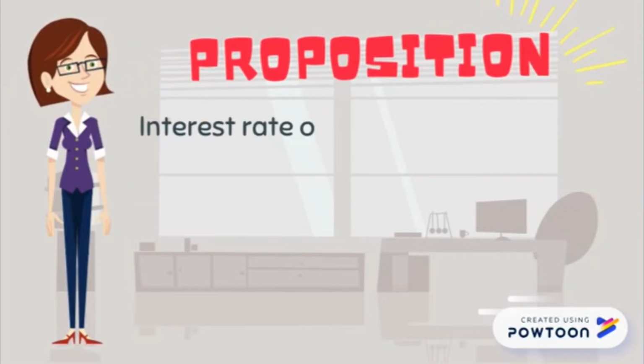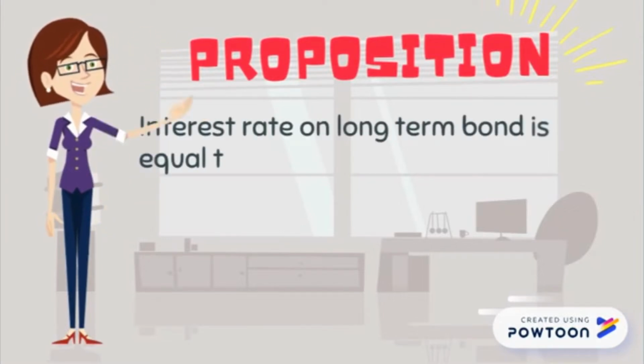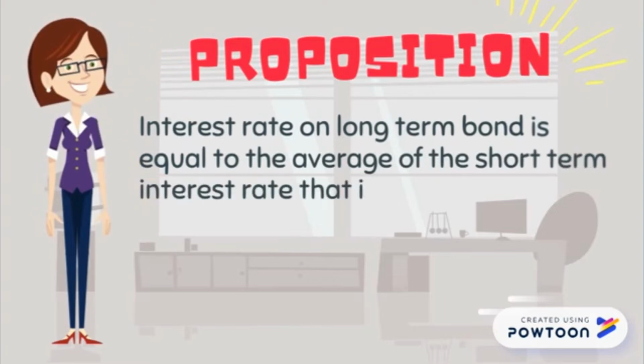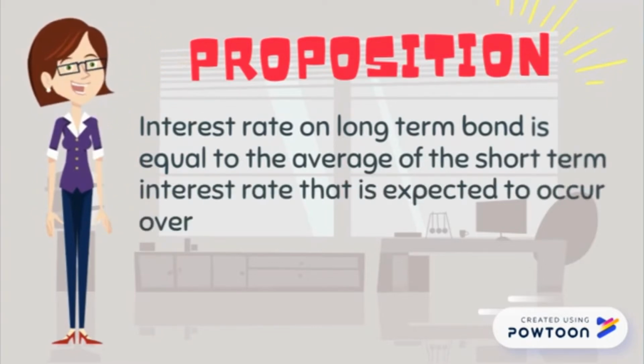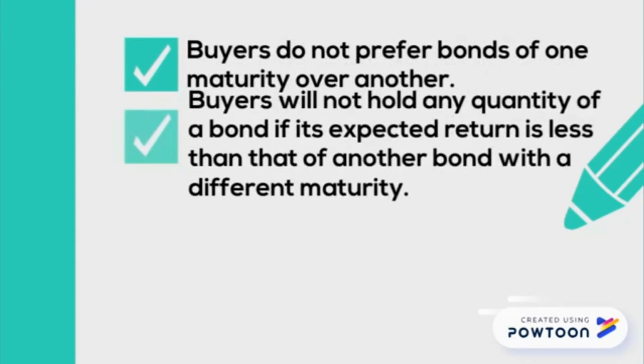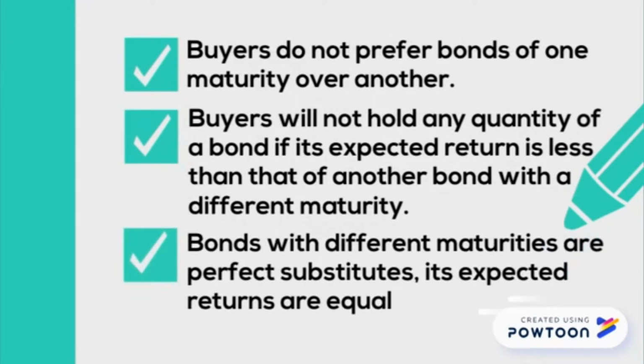Expectations theory says that the interest rate on a long-term bond is equal to the average of the short-term interest rates that are expected to occur over the life of the long-term bond. Three key assumptions under expectations theory. Buyers do not prefer bonds of one maturity over another. Buyers will not hold any quantity of a bond if its expected return is less than that of another bond with a different maturity. Bonds with different maturities are perfect substitutes. Their expected returns are equal.